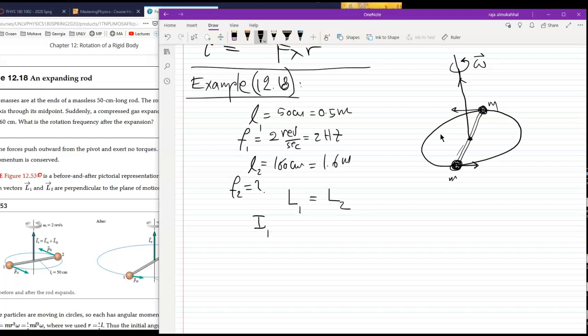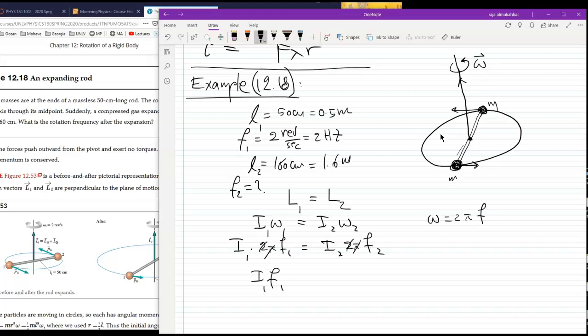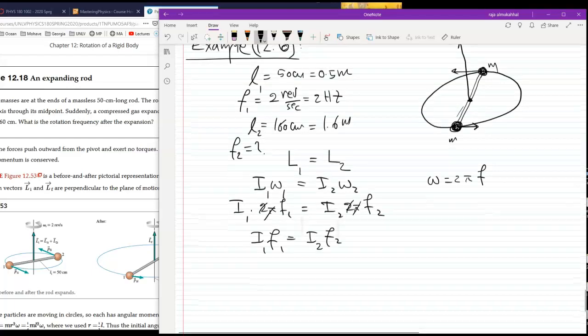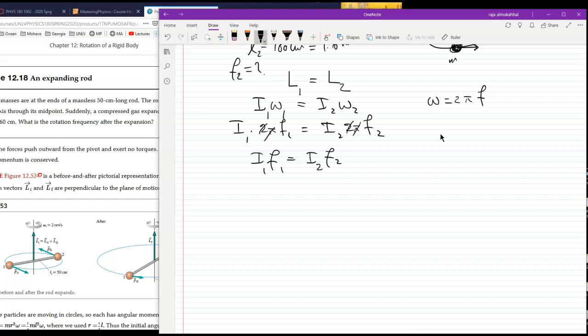So I like to use the moment of inertia because it gives me just the nature of it. So I1 omega1 equals I2 omega2. Before I go any further, we know that omega is 2 pi f. Is that right? So this becomes I1 2 pi f1 equals I2 2 pi f2. The pi's cancel out, so I have an interesting relationship for angular momentum: I1 f1 equals I2 f2.